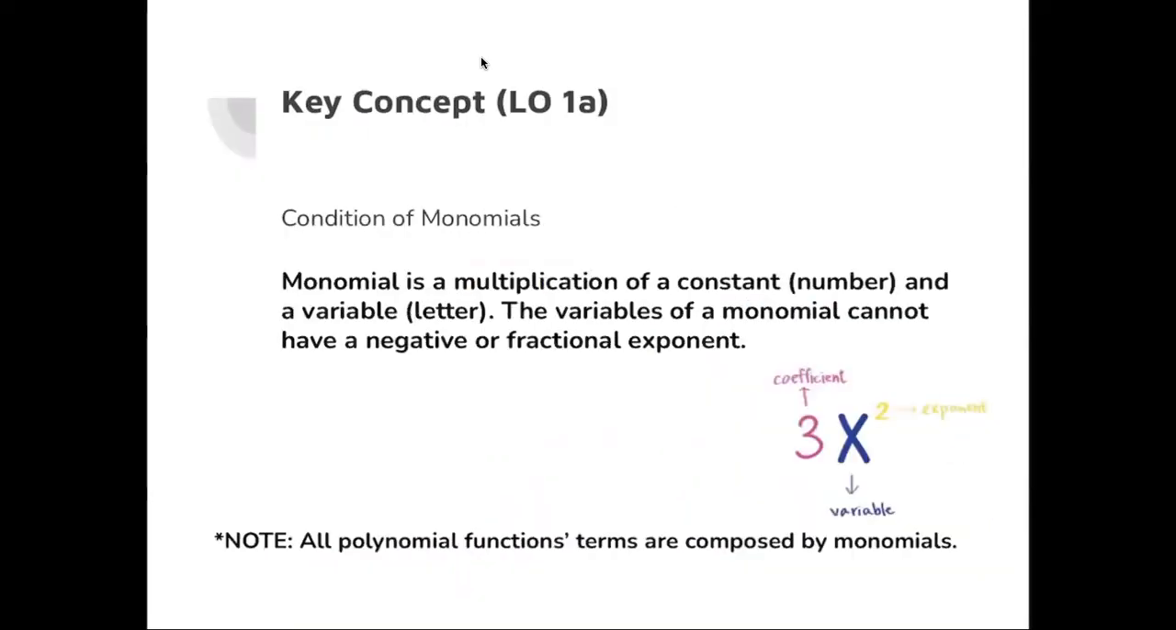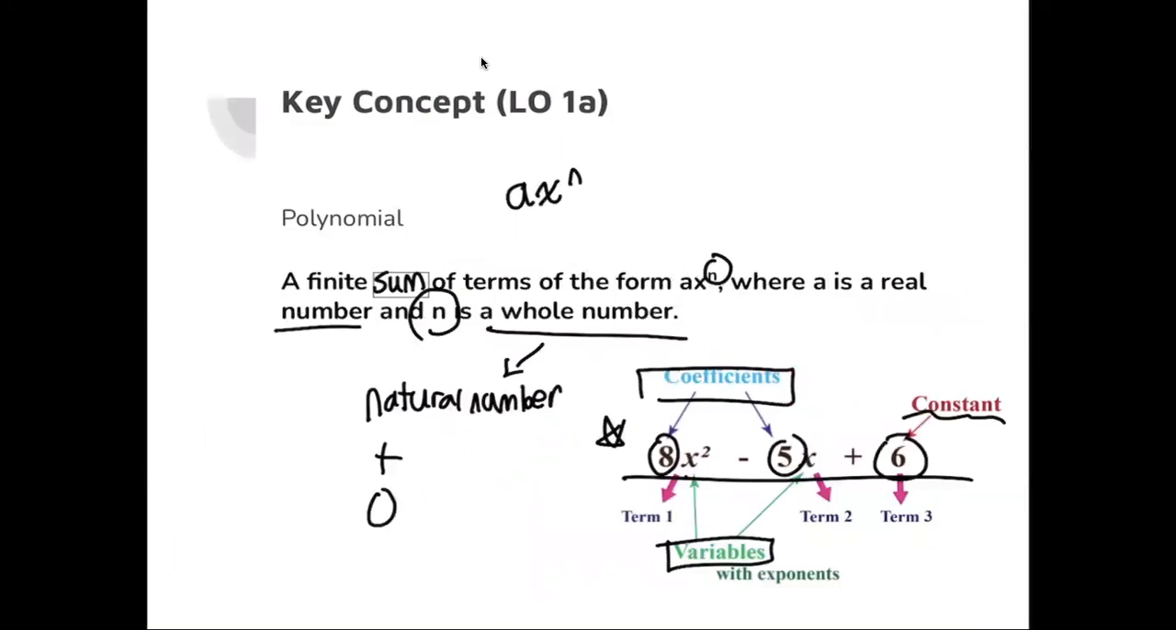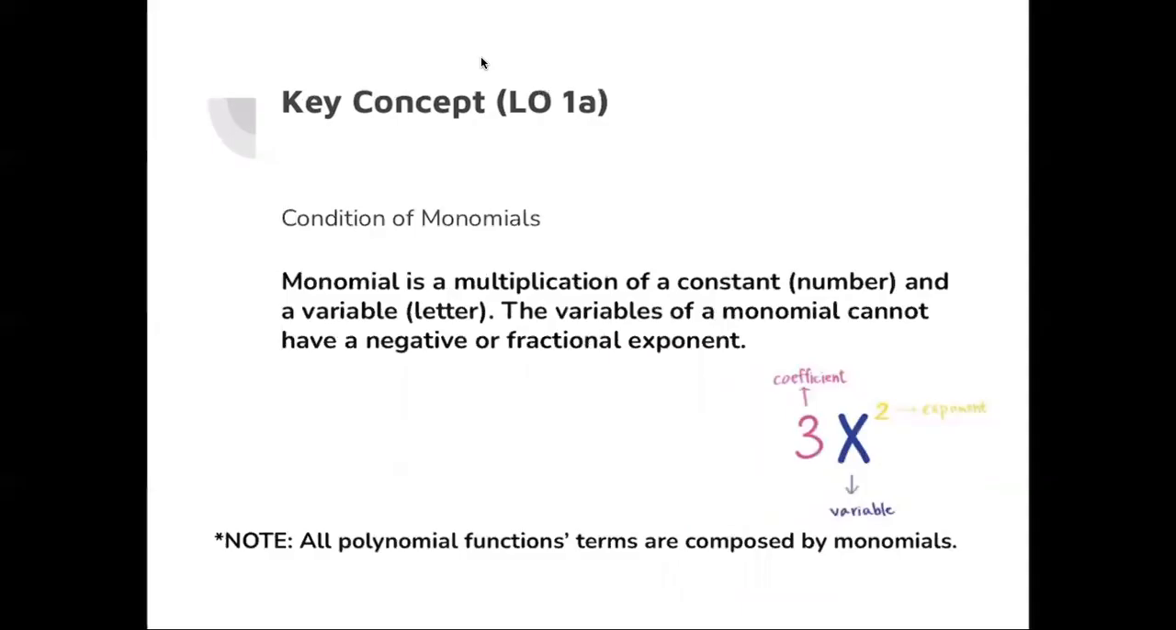One more thing we're going to learn is the conditions of monomials. One thing you must know is all polynomial function terms are composed of monomials, right? I told you that a polynomial is a sum of the terms ax to the power of n, right? So something like ax to the power of n is called a monomial. So polynomials are basically sums of monomials, okay? So we learned two conditions of this monomial, right? We learned that a should be a real number and that n should be a whole number, right? There are some more conditions that you must know. So basically, a recap, a monomial is a multiplication of a constant, which is a number, and a variable, right?